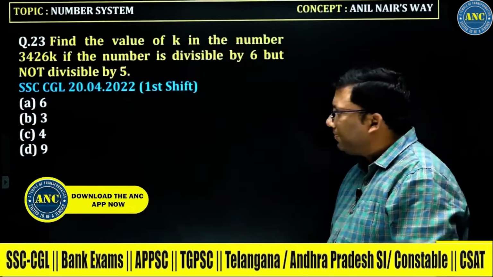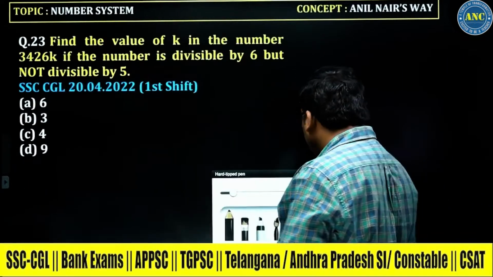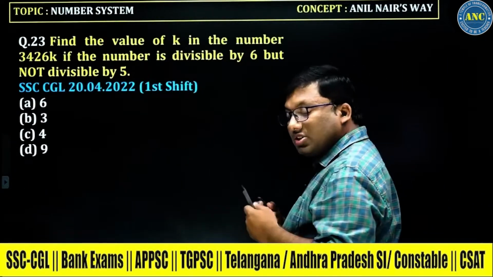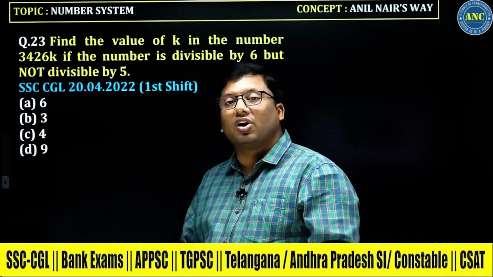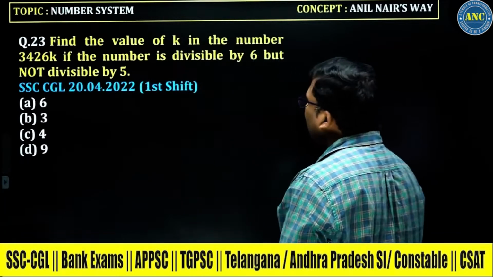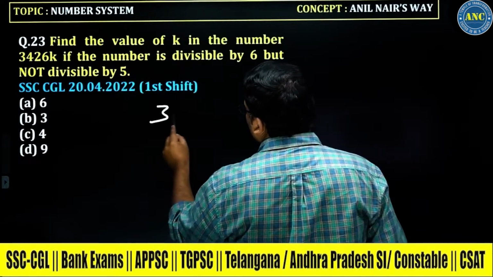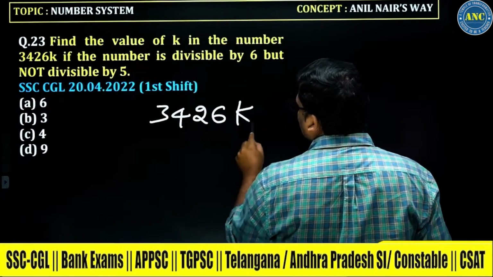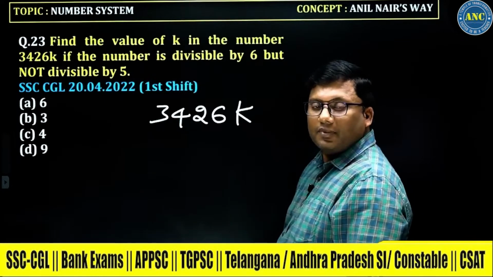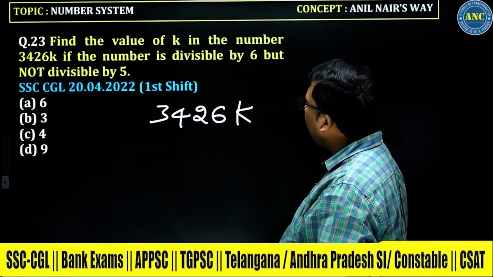Now see here, sir. Almost all the questions, if you see the previous year pattern, are on divisibility rules; a lot of questions are given. Find the value of k in the number. The number is 3426k. This is the number.